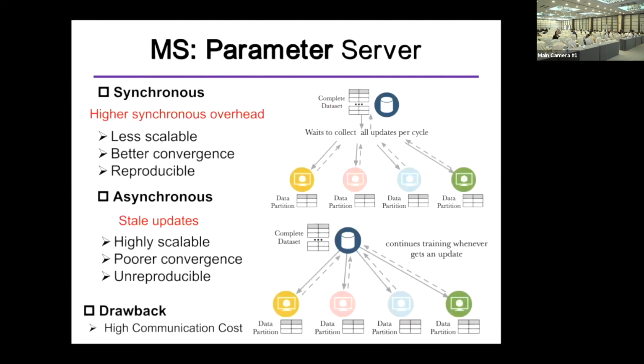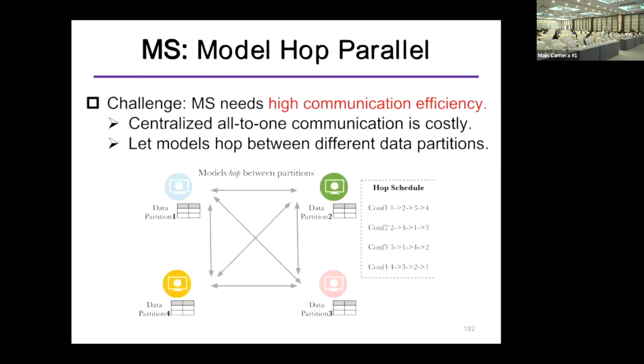Therefore, the asynchronous parameter server has good scalability but poor reproducibility. Besides, the synchronous parameter server has better convergence because of the fresh gradient updates, but higher overhead due to the synchronization. Compared with BSP, the parameter server overall has higher scalability and better convergence because of its finer granularity in mini-batch, but the communication cost is higher due to the frequent communication. So to achieve high communication efficiency, the model hop parallel technique is proposed.